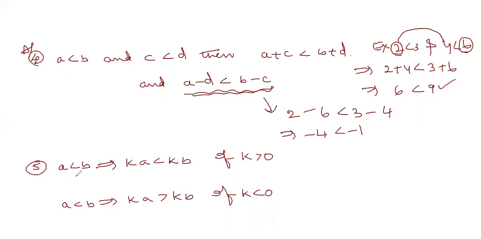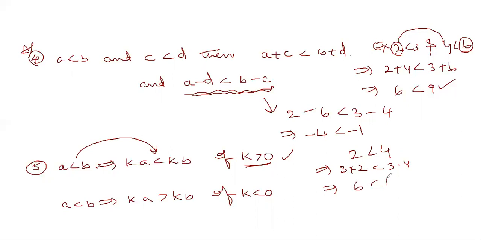Now let us see the last one. When A is less than B, if you multiply by a positive constant, the inequality will not change. Example: we already did the previous one. Let us suppose 2 is less than 4. Now I am going to multiply both sides by a positive number. Let us suppose 3 into 2 is less than 3 into 4. Is it correct or not? 3 twos are 6, which is less than 12. Yes, if you multiply with a positive number, the inequality will not change. The inequality will be the same.